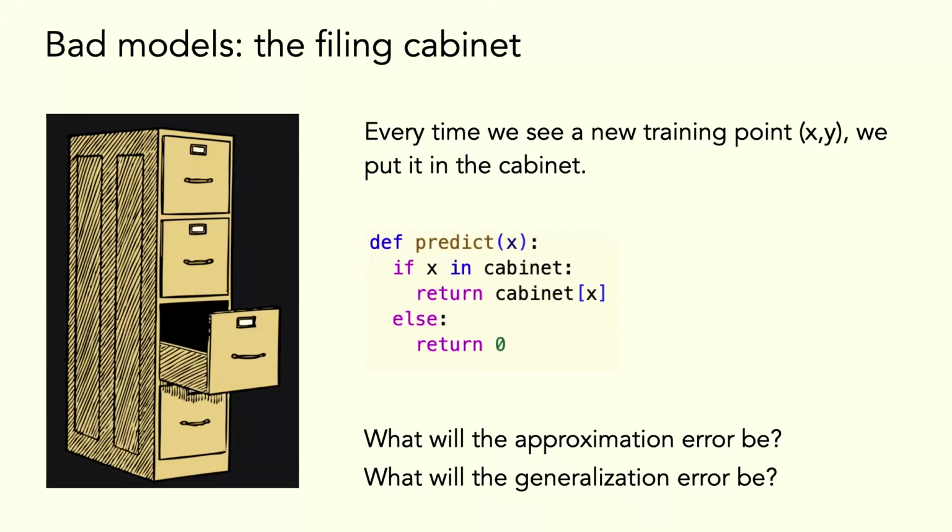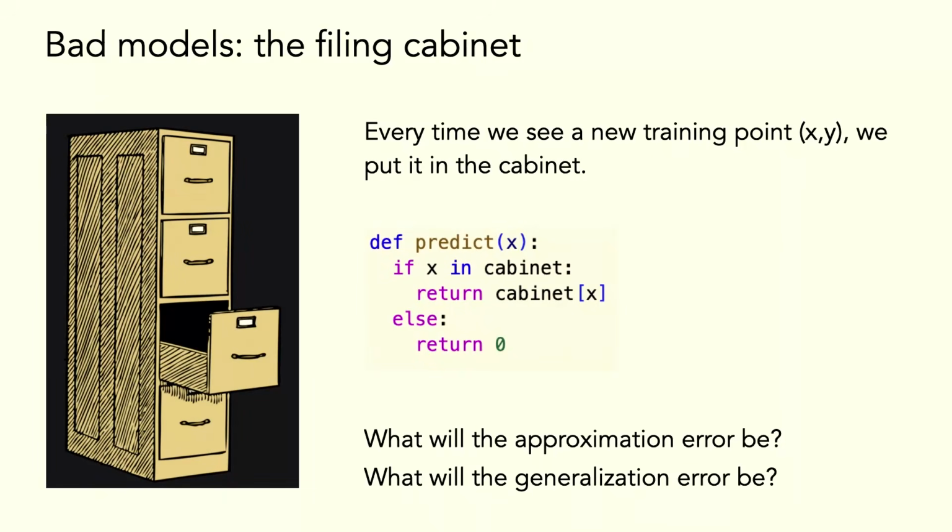But the questions for you are, what will the approximation error be of the filing cabinet model? 0, right? The approximation error is 0 because for every data point that I train on, I can retrieve the exact memorized answer. OK, what about the generalization error? What will the generalization error of the filing cabinet be? Generalization error is the difference between the empirical risk and the population risk. So roughly, what will it be? Will it be good? Will it be bad? Bad, yeah.